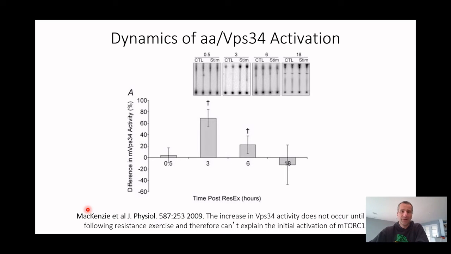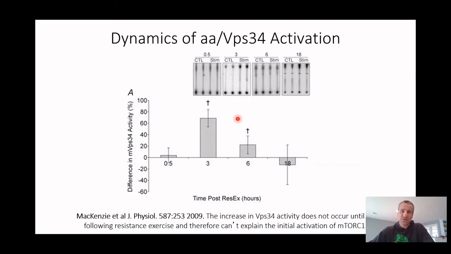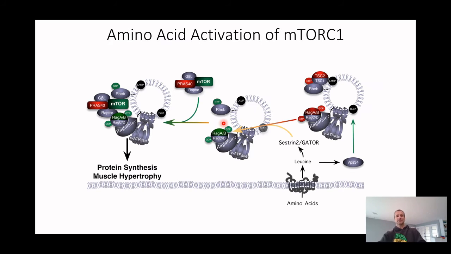Interestingly, if we look at 3 or 6 hours after exercise, what you can see is that VPS34 activity goes up, and it peaks around 3 hours, and it starts coming back down later. So it's one of the things that becomes active after exercise. We later showed that this activity correlates again with the increase in muscle mass and strength, and VPS34 is activated by leucine.